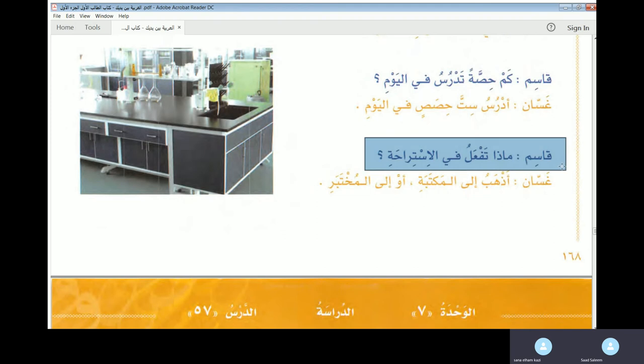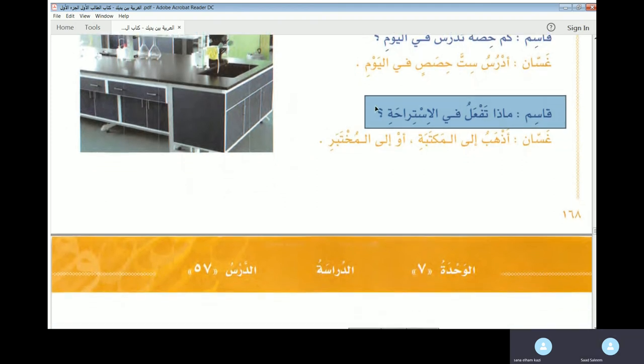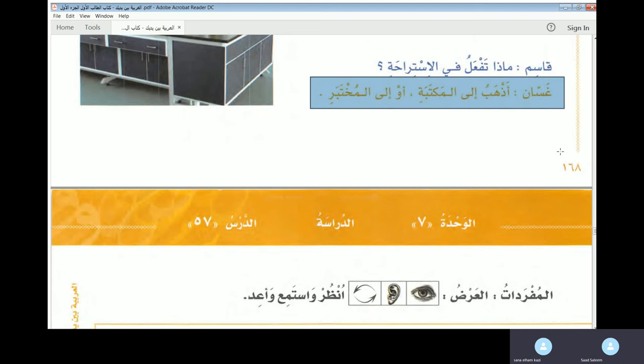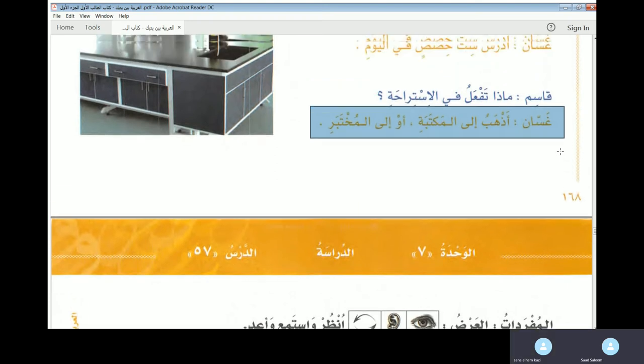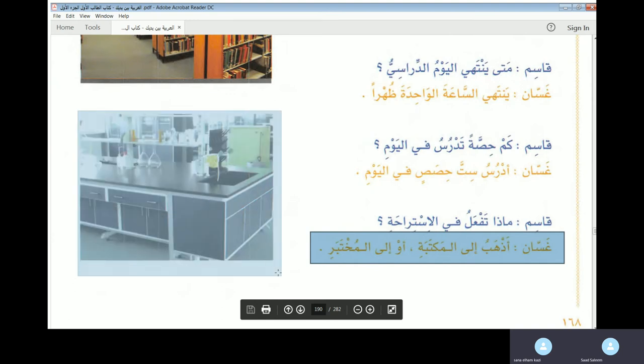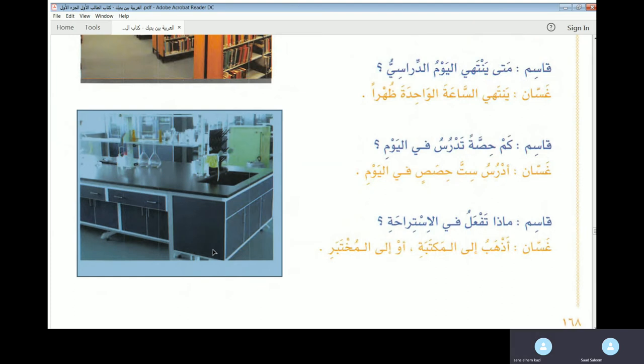Maza tafalu fil istiraha? What do you do in the break? Break or recess. Azhabu ila maktabati. I go to the kitchen. Library. Kitchen is matbakh. Or to the muktabar. This is the picture of muktabar. Lab. It is called laboratory.